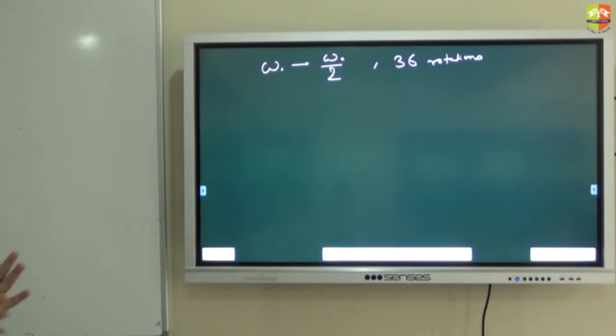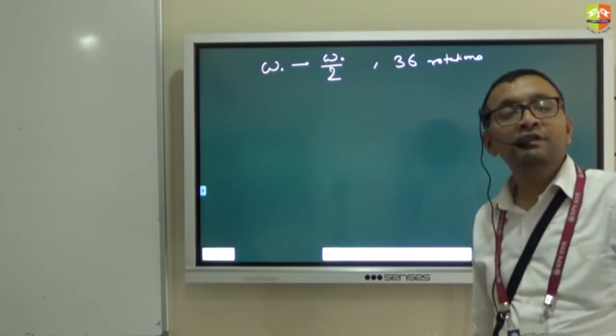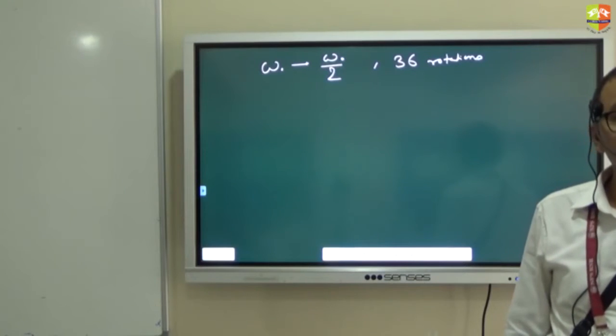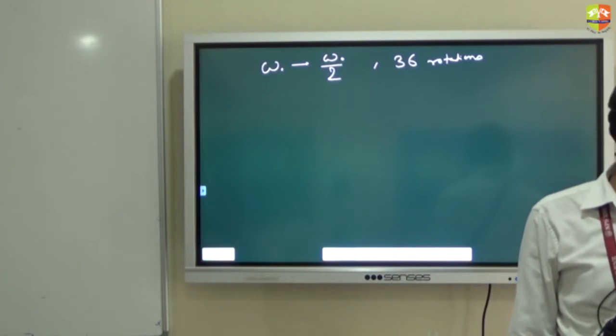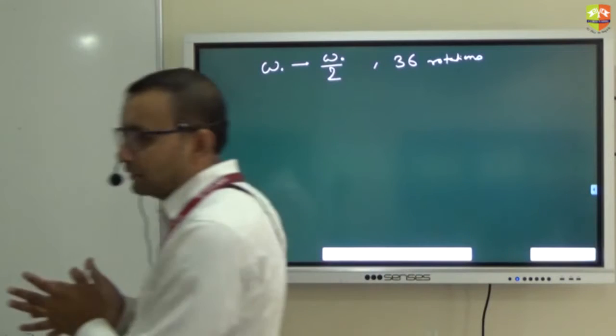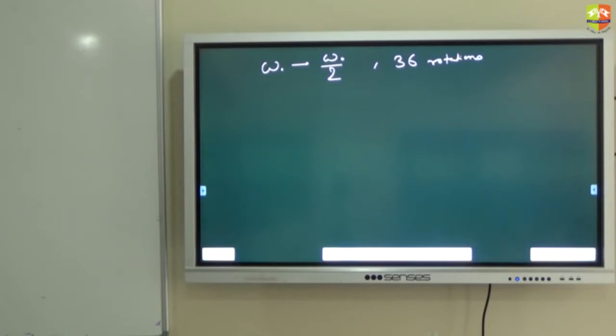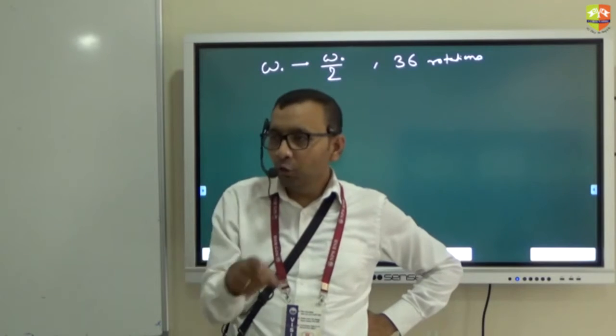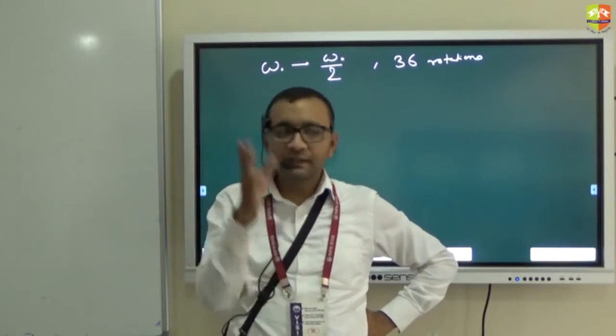It's a question of uniform angular retardation. It's a very simple, straightforward question. Which equation will you be using, by the way? It is retardation, so alpha will be negative. For one rotation the angle is 2 pi. For 36 rotations, how much will it be? 36 into 2 pi. Delta theta is the angle of rotation. In one rotation 2 pi, two rotations 4 pi, 36 rotations 36 into 2 pi.